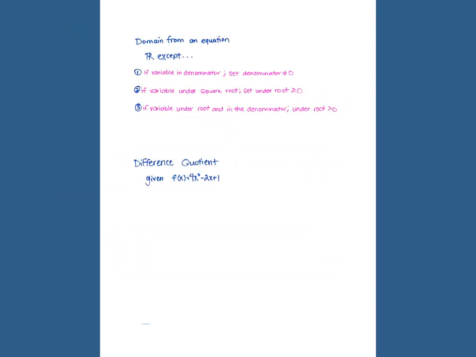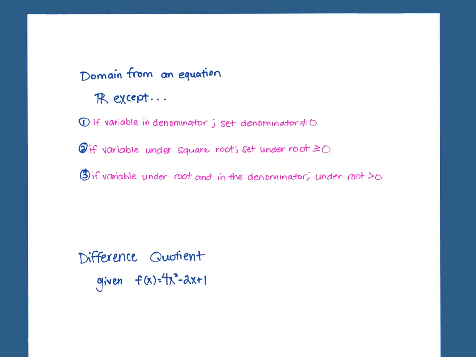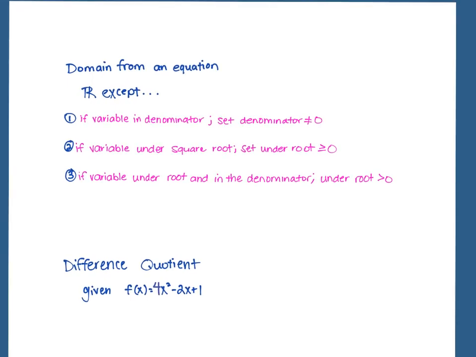Questions? Okay. And then we talked about domain. We've said it 8 million times. Hopefully this has now sunk in, right? Domain on a function is all real numbers except 3 cases. 1, if the variable is in the denominator, and for that one we would set the denominator not equal to 0. 2, if the variable is underneath the square root, and for that one we would set it greater than or equal to 0. 3, if the variable is under the square root and in the denominator, now what's underneath the root is greater than 0. And we're going to give domain in interval notation.